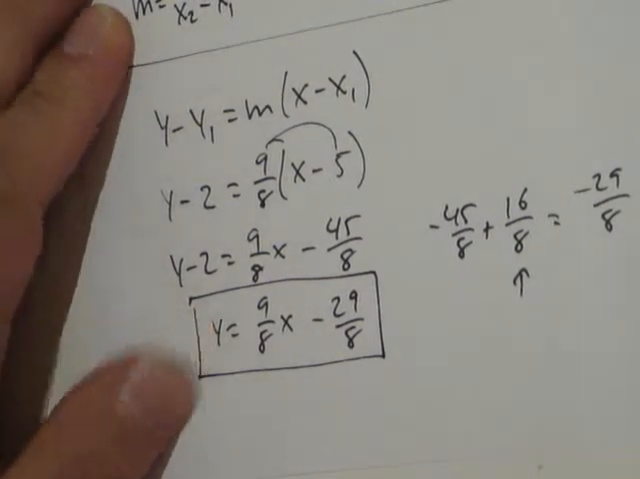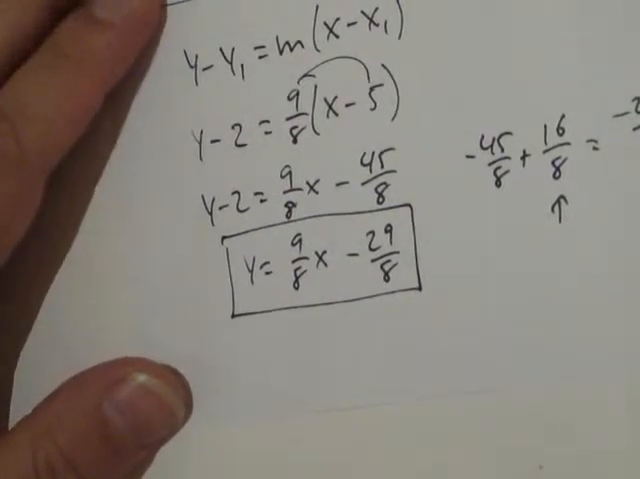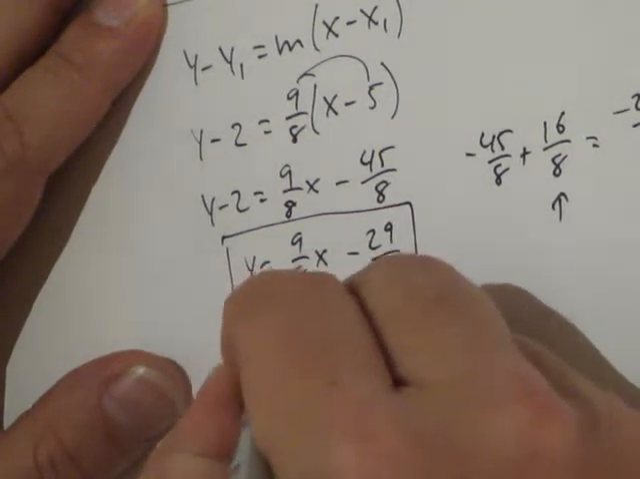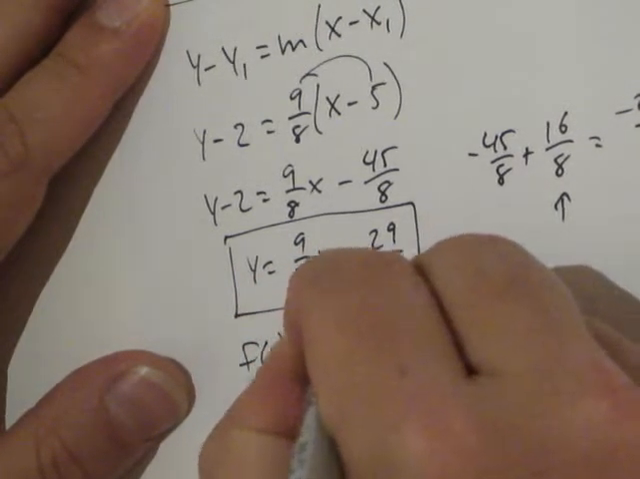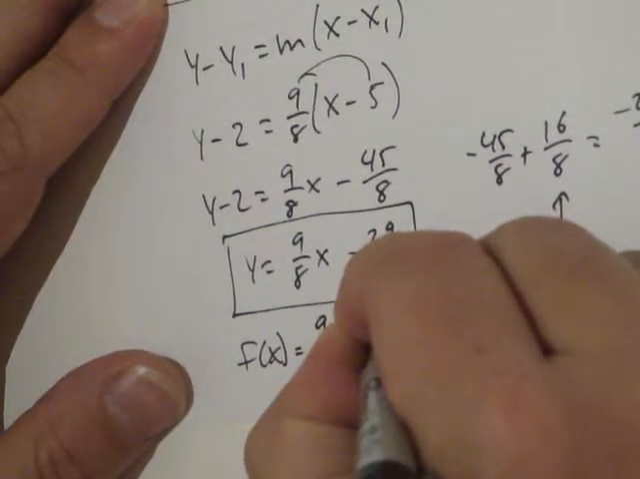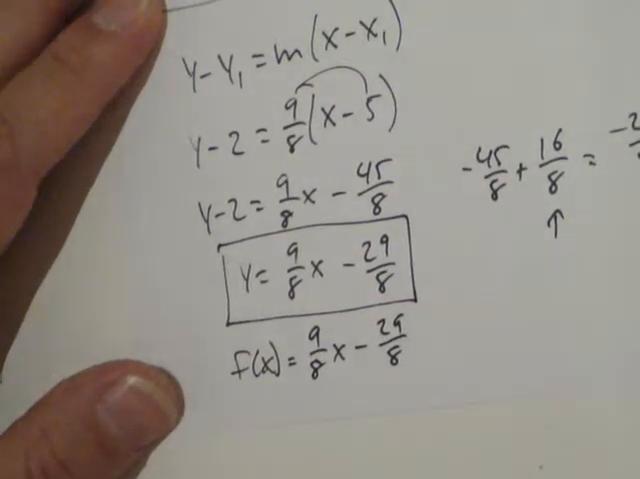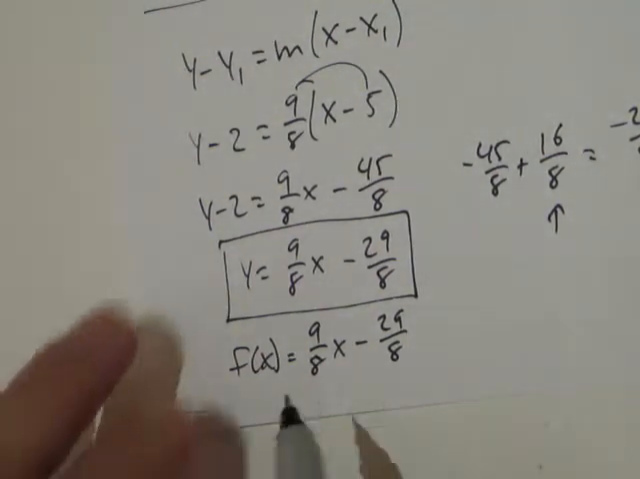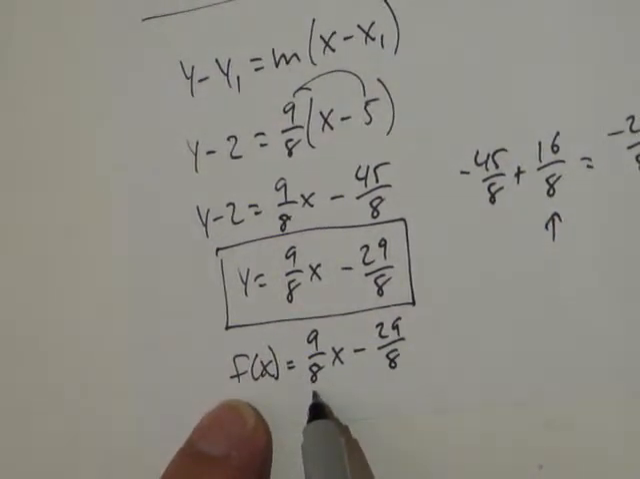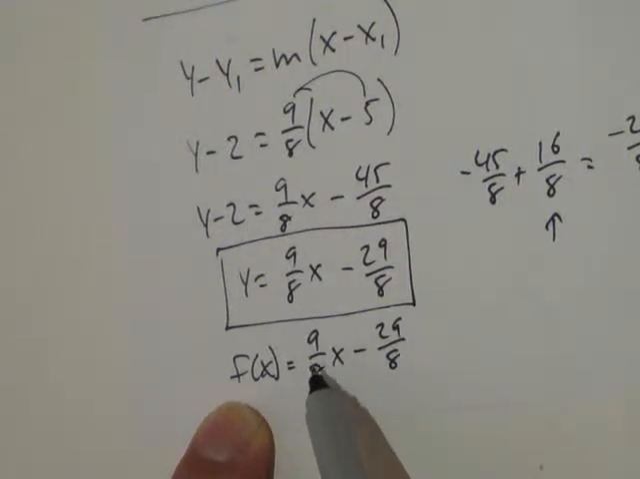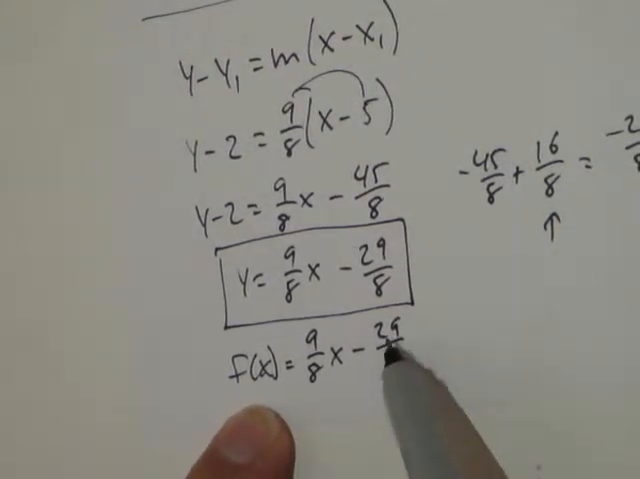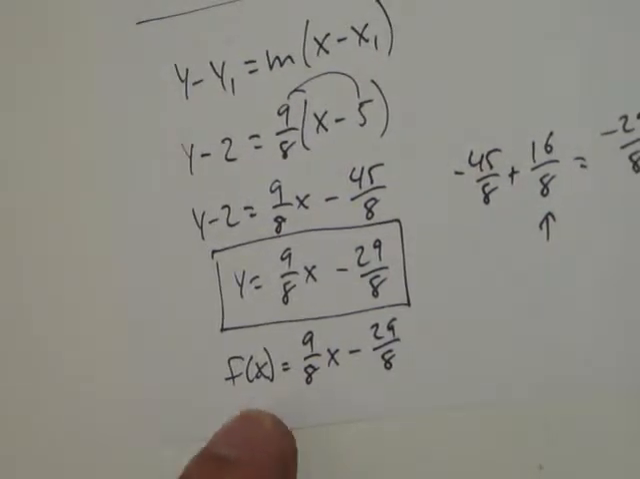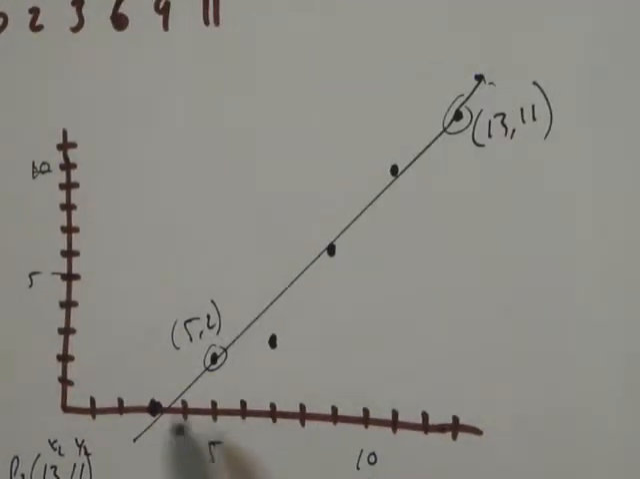Now, the way we do it is we do f of x, so that would be f of x equals 9/8 x minus 29/8. And when we have these, it's always best to leave the slope as an improper fraction, because now if we wanted to graph it, we would go up 9/8 for the rise over run, and then this is our y-intercept right here. And so this is the equation for this line that we made.